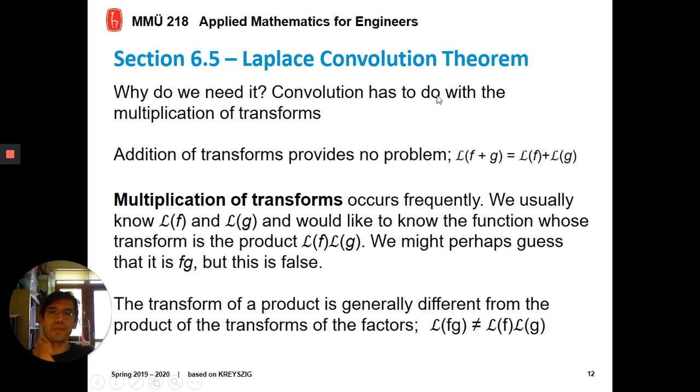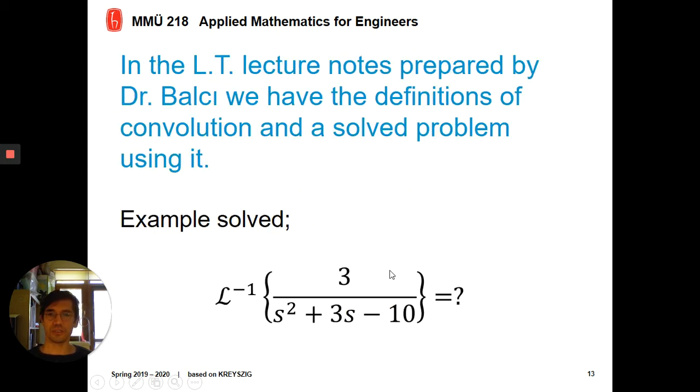Why? Because although you can separate, the addition of the transforms is straightforward, linear. So if you have addition of two functions, it just reflects as Laplace of both of them separately. But when you multiply two functions, or if you have the Laplace of two separate functions multiplied together, it doesn't equate to the Laplace of the multiplications.